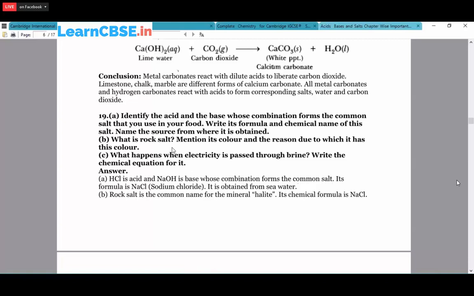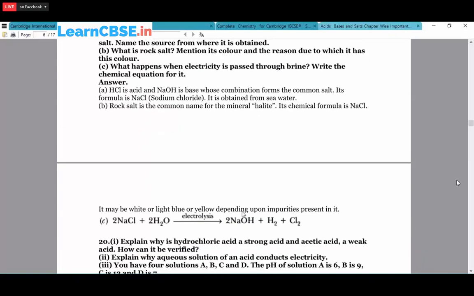What is rock salt? Mention its color and the reason for this color. Rock salt is nothing but the common name of the mineral halite. Its chemical formula is also NaCl.